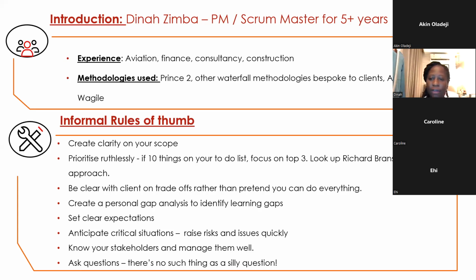One thing that's helped me is the Richard Branson approach. You can look it up to see how to prioritize things. For example, if you had 10 things on your to-do list, you need to focus on the top 3. What are the top 3 really important things for you to do in that day? Such that if a portfolio manager or program manager asks you, you can tell them, I've done these 3 things.